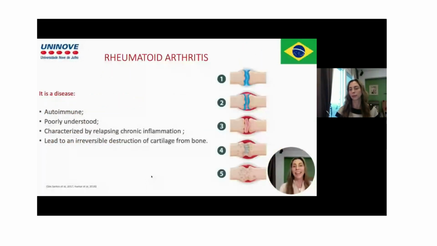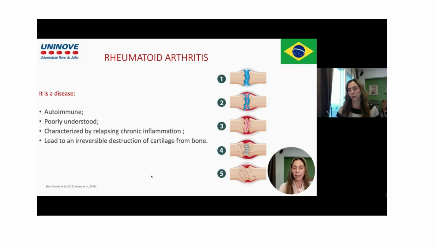It is an autoimmune disease. It's poorly understood and characterized by relapsing chronic inflammation that leads to destruction of cartilage and bones. Here, in this picture, we can see rheumatoid arthritis evolution. In number 1, we can see a healthy joint. In number 2, a synovitis. Synovitis is a thickened inflammation of the synovial membrane, which begins to erode bones and cartilage.